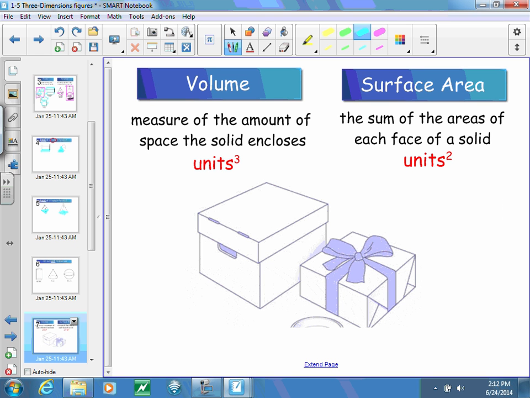The way that I like to think about this is volume is the measure of the amount of space that the solid encloses. So if you think about a box, what all can you stuff into that box, that's the volume. When you talk about surface area, we're talking about wrapping up a gift. If you wrap something up, how much wrapping paper do you need? That's your surface area. When we're talking about volume, we're always using units cubed. When we talk about surface area, we use units squared. With the word area, we keep it squared.